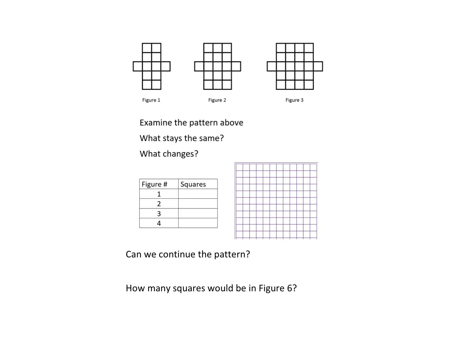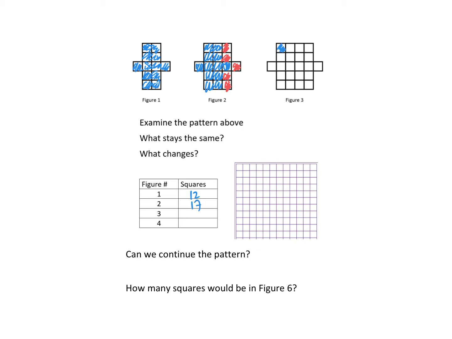Okay, here's another pattern. So what stays the same? We've got 2, 4, 6, 8, 10, sorry, 12 squares in figure 1. If I draw figure 2, here's the original 12 squares. 2, 4, 6, 8, 10, 11, 12. So how many squares did I add? 1, 2, 3, 4, 5. Okay, so that figure had 12 plus another 5 is 17.